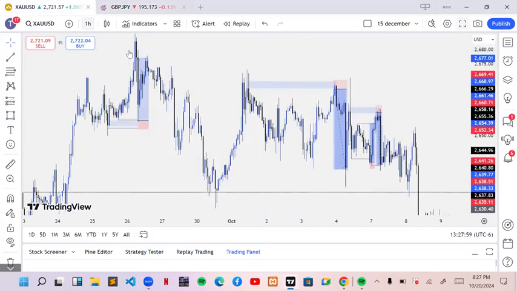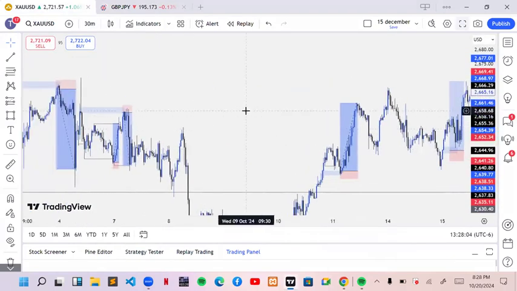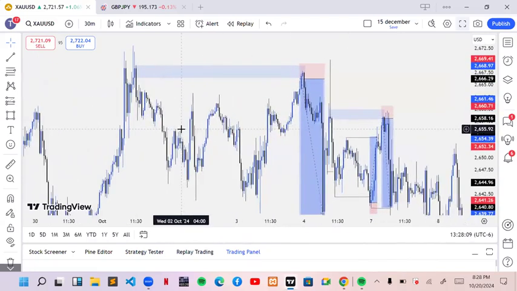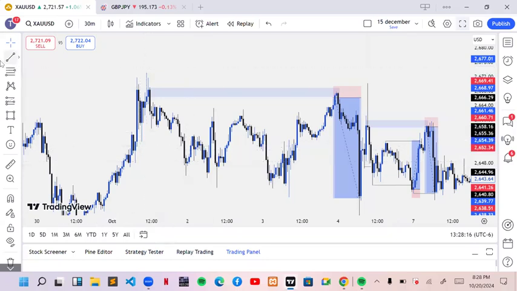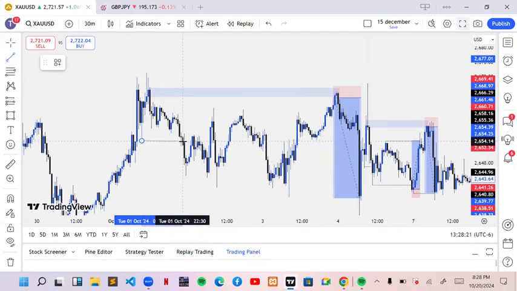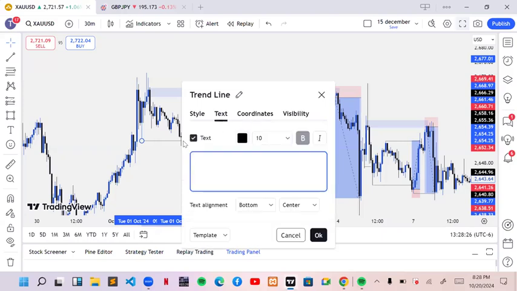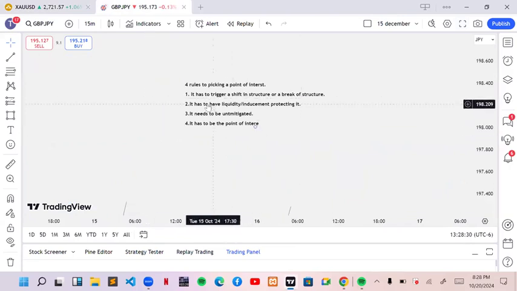You have to make sure that your point of interest triggers a shift in market structure or a break of structure. While I'm going through those rules, I'll be giving an example with a trade I took. For this particular trade that I took here, you have to notice that there was a shift in market structure right here. For each rule that I call out, I'm going to demarcate it here on the chart. So there was a shift in market structure right here. MSS.